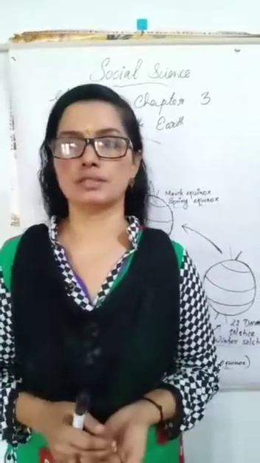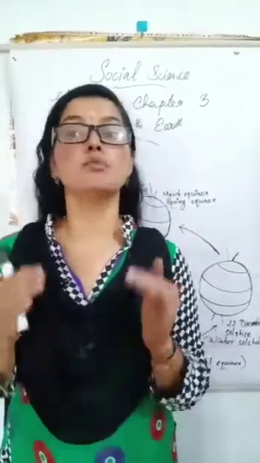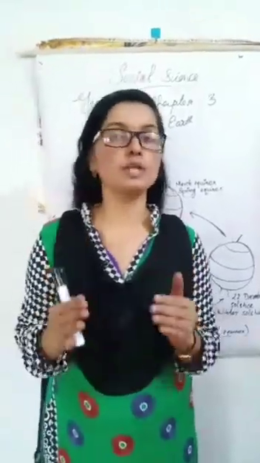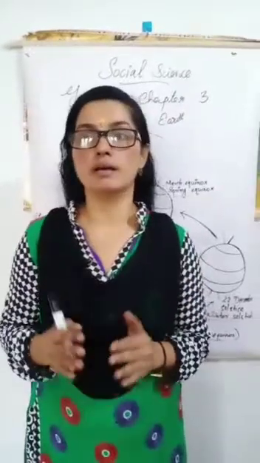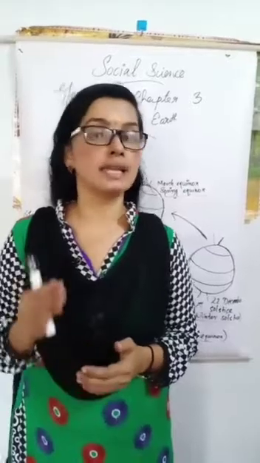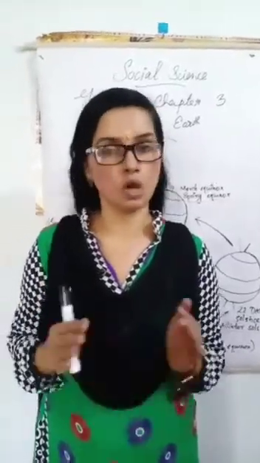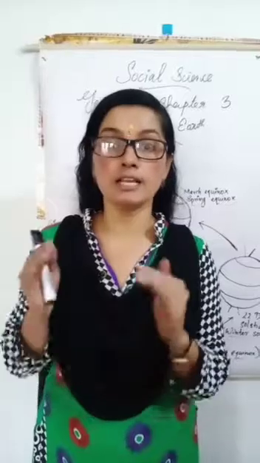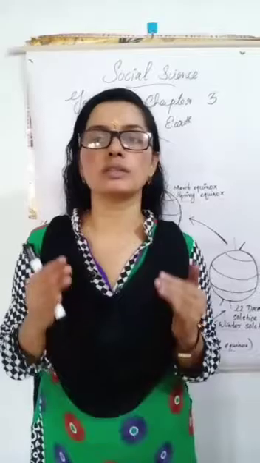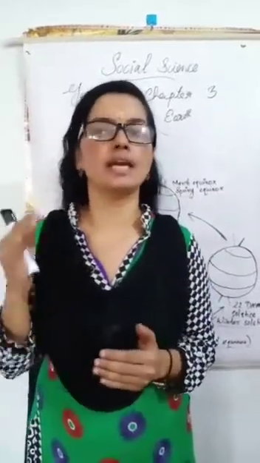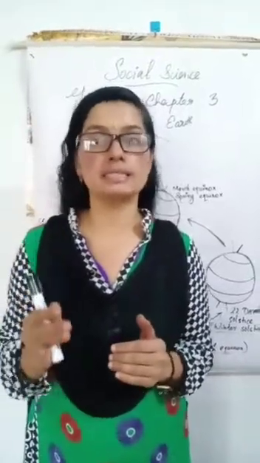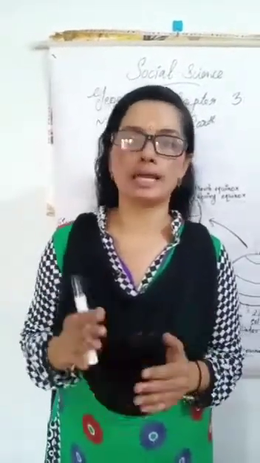Then revolution. What is revolution? The movement of the earth around the sun is called a revolution. One year of earth is 365 days long. The earth takes 1 year or 365 days to revolve around the sun.